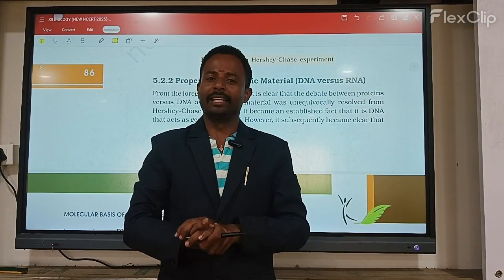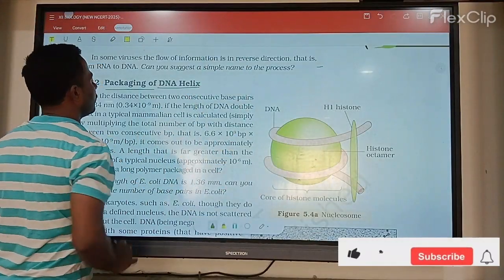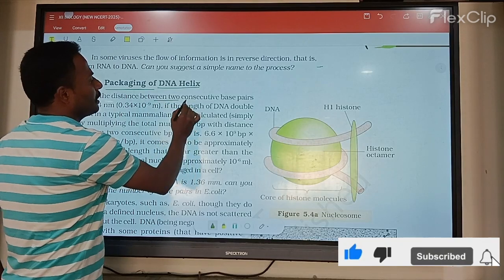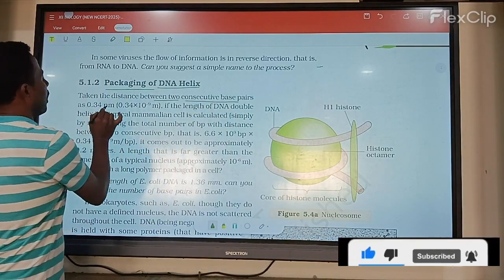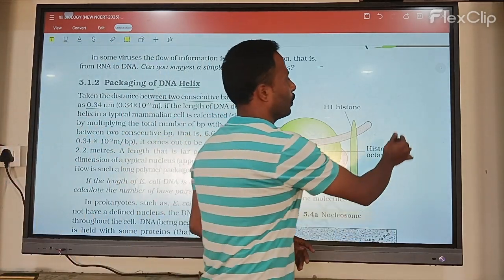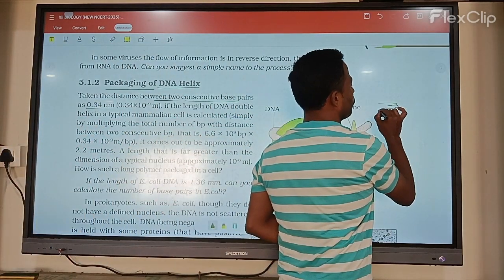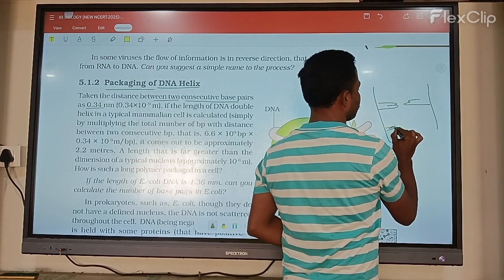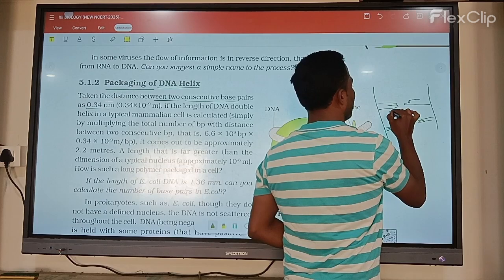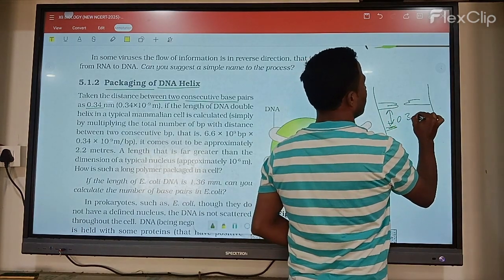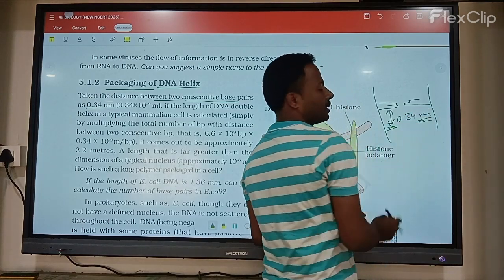We're going to part 3, packing of the DNA helix. The distance between two consecutive base pairs is around 0.34 nanometers. Before, we discussed that when you take two base pairs, the distance between them is around 0.34 nanometers.